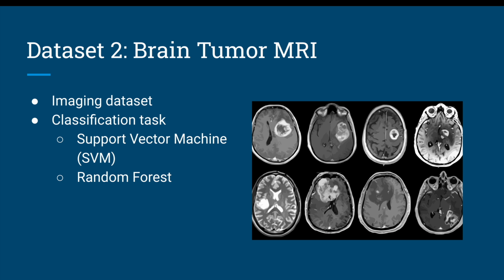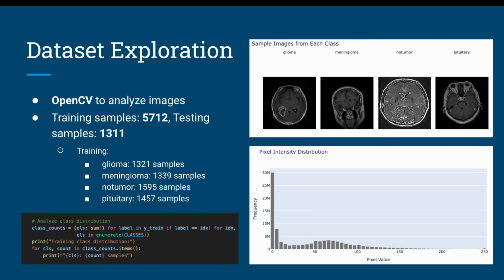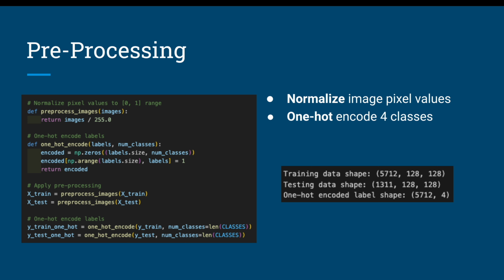Hi, I'm Nick, and I'll be going over our brain tumor MRI dataset, which is our imaging dataset where we performed a classification task with the SVM and random forest. For dataset exploration, we used OpenCV to analyze the images, and here's our training and testing count breakdown, as well as the sample class images and the pixel intensity distributions.